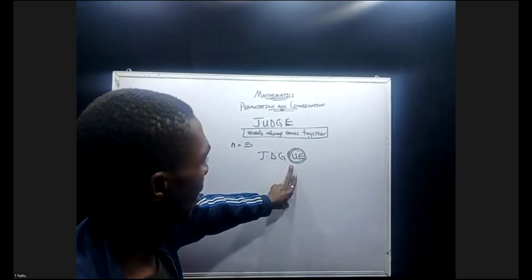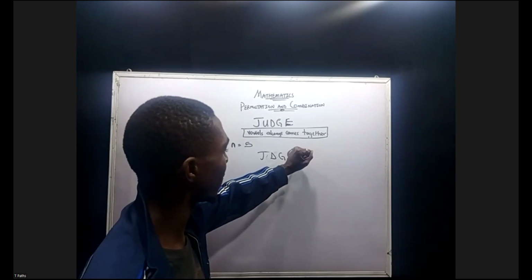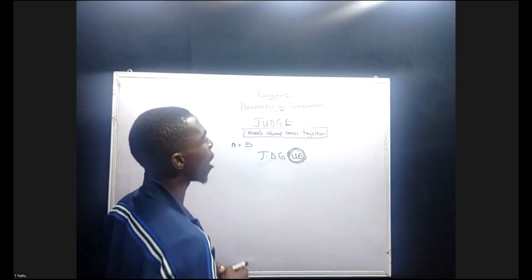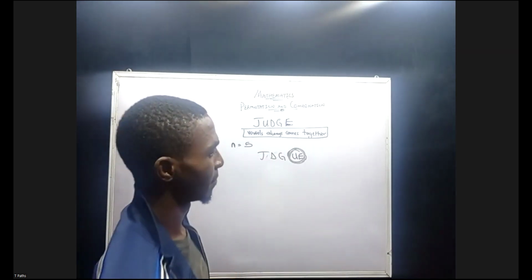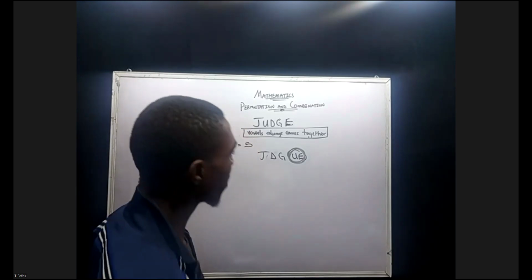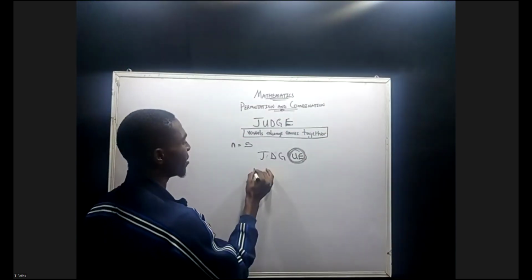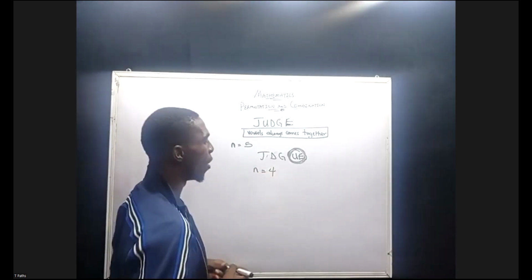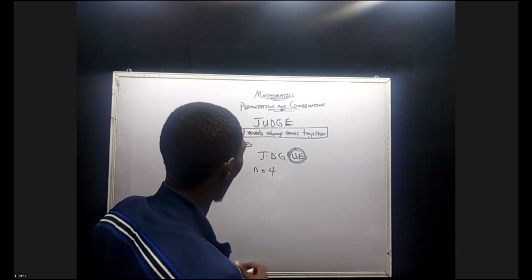Yes, sir. Now, we have grouped the vowels together as one alphabet. Now, how many alphabets do we have all together now? 4, because UE is now as one alphabet. So we have the new N as what? 4. Now, here comes how you can solve your solution.